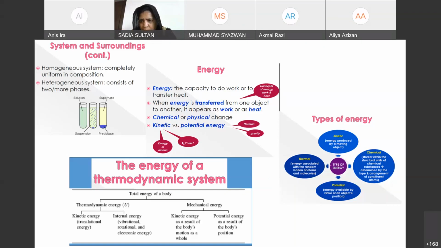You can see it's the same here. Types of energy: potential energy, thermal energy, kinetic, chemical. Same for the types of energy of thermodynamic systems. Total energy of a body is equal to thermodynamic plus mechanical. Whatever we have inside, thermodynamic energy comes out, and we do some work. It's called mechanical energy. As a result of mechanical energy, we do some motion, some work, or some position change, right? Or thermodynamic, which is inside, we have kinetic for translation, and vibration, rotational, electronic. In the first few slides, we covered this type of thermodynamic energy. This is produced in our body, right? As a result, we do some kinetic and potential or mechanical energy.